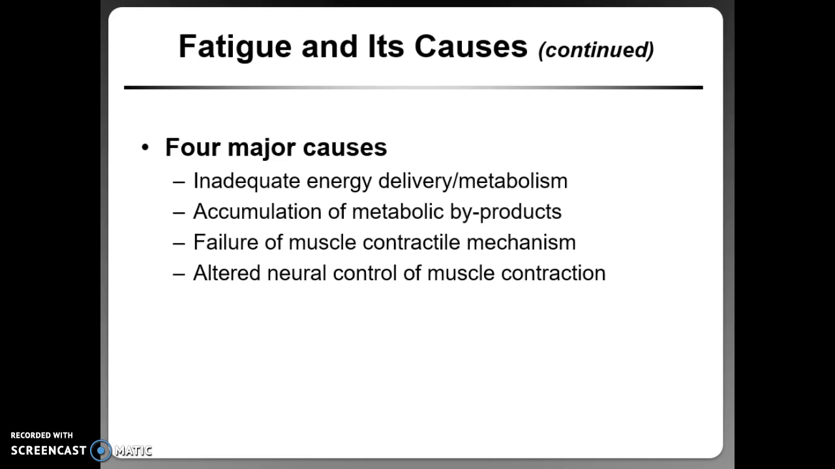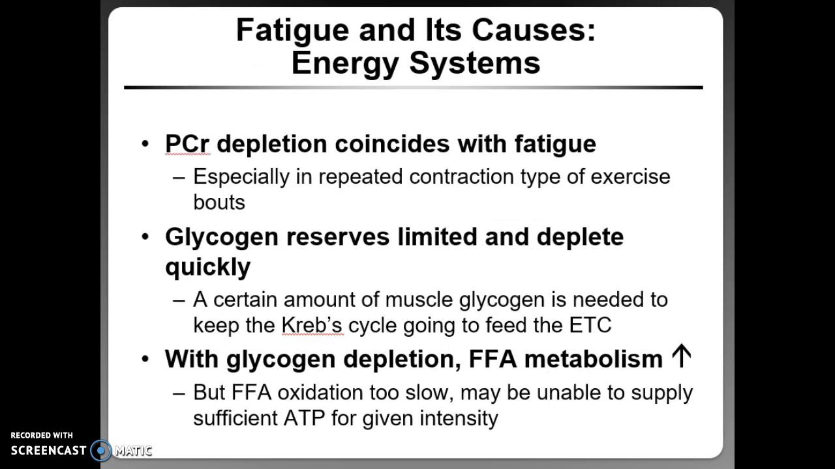So four major causes of fatigue are inadequate energy delivery or metabolism, accumulation of metabolic byproducts, we're talking about lactate, hydrogen, so on and so forth, the failure of muscle contractile mechanisms. So basically there's some type of disconnect between acetylcholine, calcium release, and we'll go into more detail later, as well as altered neural control of muscular contraction. Again, still kind of that acetylcholine disruption is something that we'll talk about there.